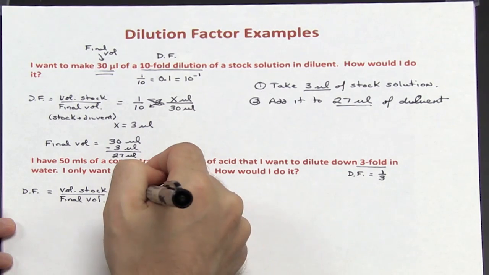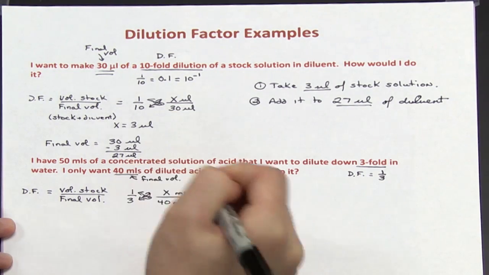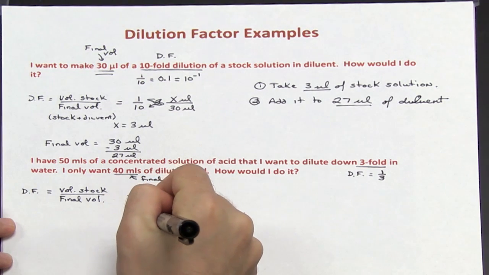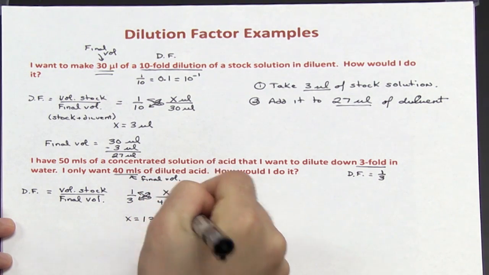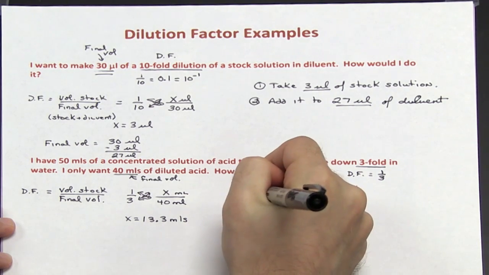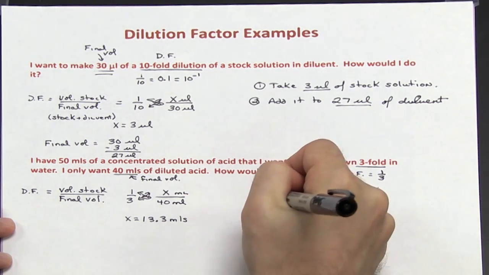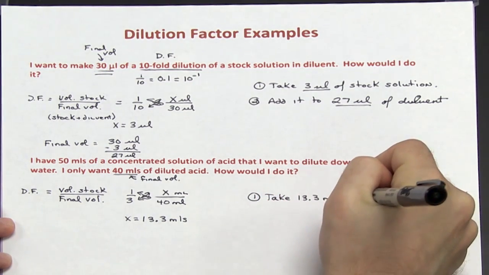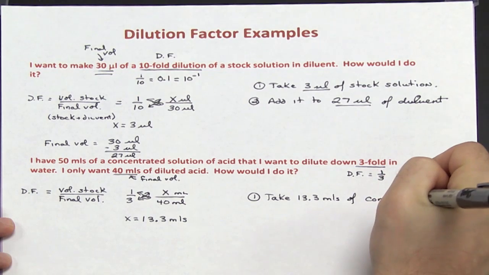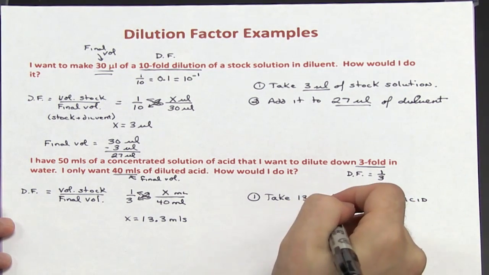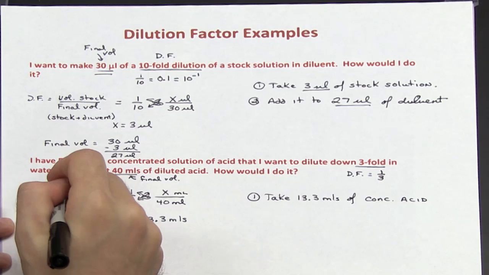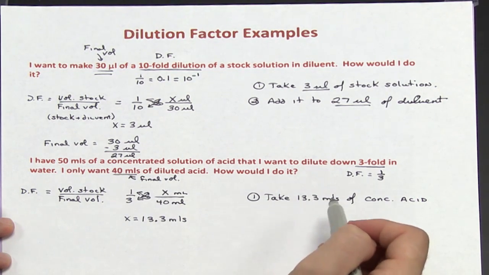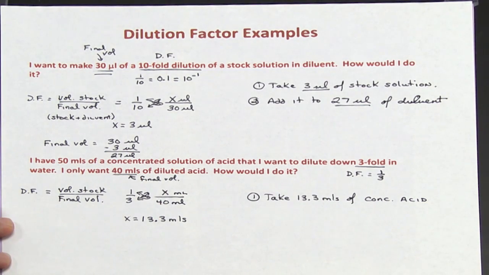And now I'm going to solve for how many mils of stock I need in order to make this dilution. I set up my proportion. I can then cross multiply. And when I do that, I will get that x equals 13.3 mils. So step 1 in preparing my solution is to take 13.3 mils of the concentrated acid. And you'll notice that I'm able to do that because in the problem I said that I originally had 50 mils. So 13.3 mils, you can get that from the original 50.